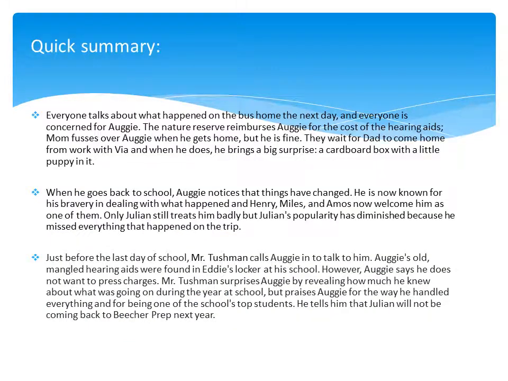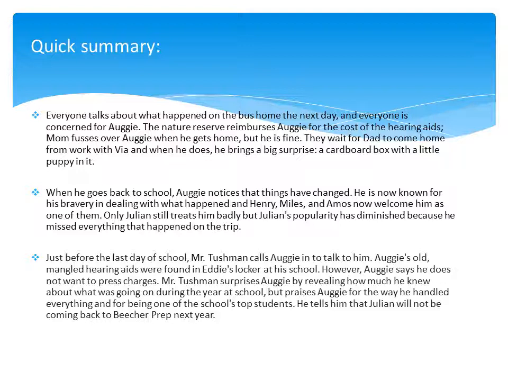This brings us to a quick summary of what happens in the chapters that we're supposed to read for this week. We're supposed to read 4 chapters: Home, The Shift, and Duck, and Bear. So, on the way back home, everyone's concerned for Augie, and the nature reserve reimburses Augie for the cost of the hearing aids. Mom fusses over Augie when he gets home, but he's fine. They wait for Dad to come home from work with Via, and when he does, he brings a big surprise: a cardboard box with a little puppy in it, which they decide to call Bear.